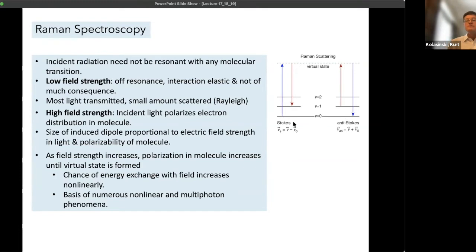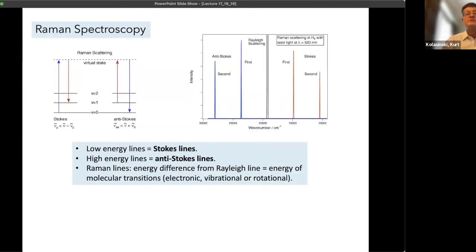So we have two types of transitions that could occur. A Stokes transition is what we would normally think of as exciting a molecule from, in this case, V = 0 to V = 1. Or an anti-Stokes transition, where we start off in an excited state and relax it and put that extra energy into the photon, so that the scattered photon comes out at a higher energy than what was initially there.